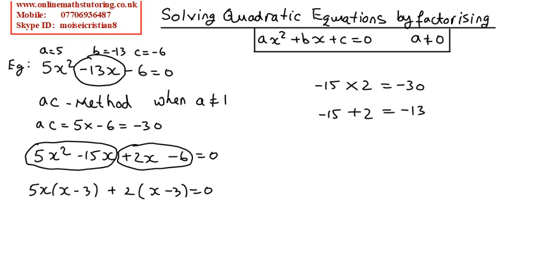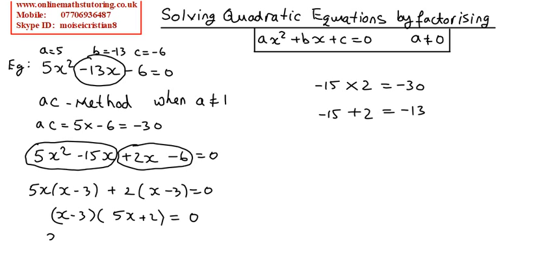This is my goal, to get the same quantity in the two brackets. If you don't get the same quantity in the brackets, it's not good. You need to keep trying until you get the same thing in the two brackets. Right, so now we're going to factorize further. The common factor is x minus 3. And then the outside quantities will be in the second bracket: 5x plus 2 equals 0.